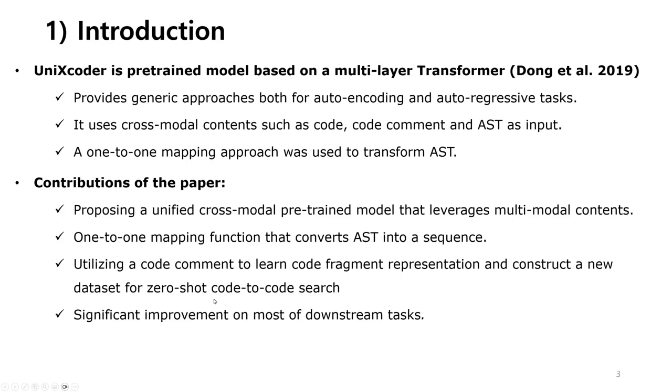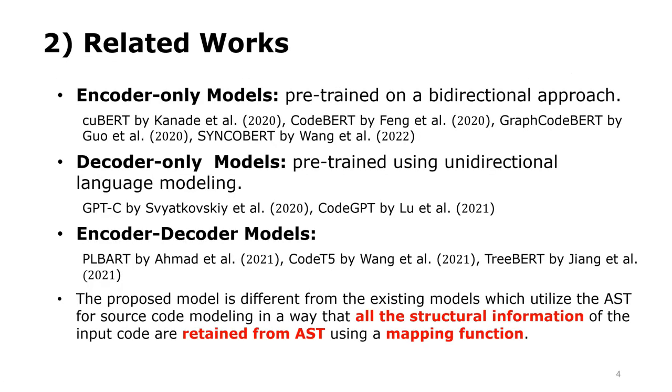And they introduce one source code task, which is called zero-shot code-to-code search. We take a query of source code, then we find functionally similar source code in another language or in the same language. Significantly, this model has outperformed almost all of the downstream tasks.